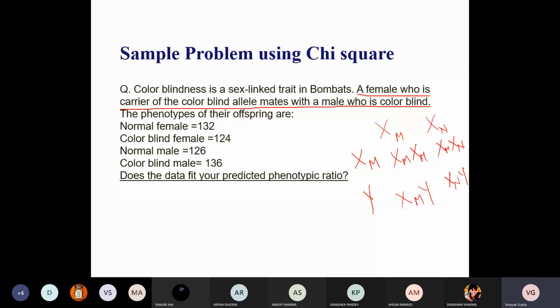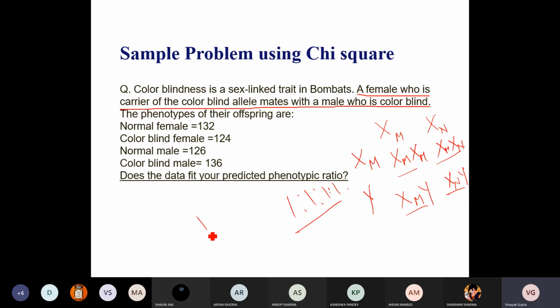Now, do we have the normal female here? Yes, sir. And then we have the colorblind. So there are four different categories, and the ratio is going to be 1:1:1:1, right?